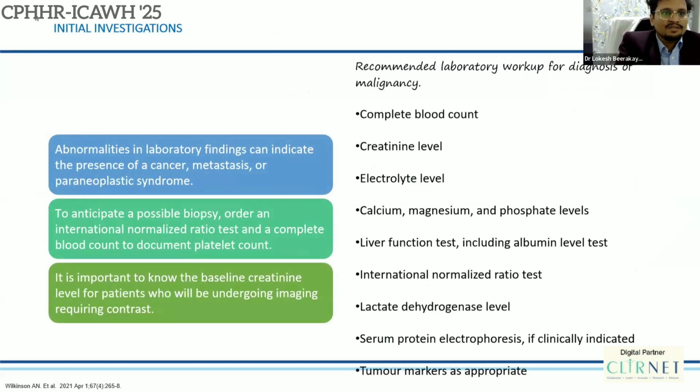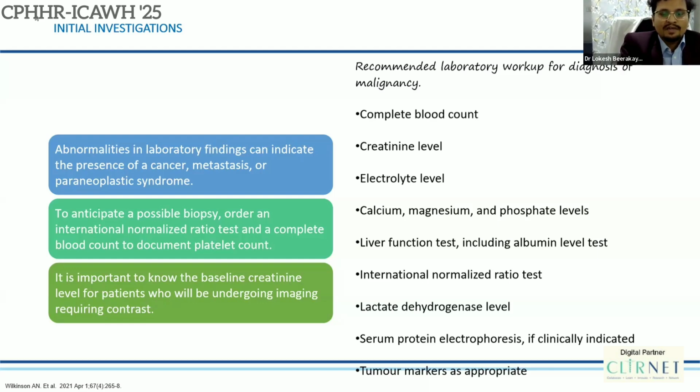So what are the investigations? Basic investigations: abnormalities in lab findings can indicate the presence of a cancer or the metastasis or some paraneoplastic syndromes. And to anticipate a possible biopsy, order an international normalized ratio test and complete blood count to document platelet counts. Because before going for any procedure, we should make sure to look for the viral markers and the coagulation profile to make sure everything is in place, so we do not encounter any problems after biopsy. It is also important to know the baseline creatinine levels of those who will be undergoing imaging that requires contrast, because there are high chances of contrast-induced nephropathies.